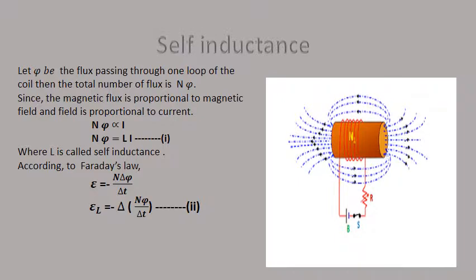Now according to Faraday's law, the EMF is equal to minus N delta phi upon delta t. I am mentioning this negative sign here because of Lenz's law, because of that opposite direction of current. So just by arranging it, taking the delta, the change, outside and N phi inside to make it one factor of flux linkage. This is our equation number 2.